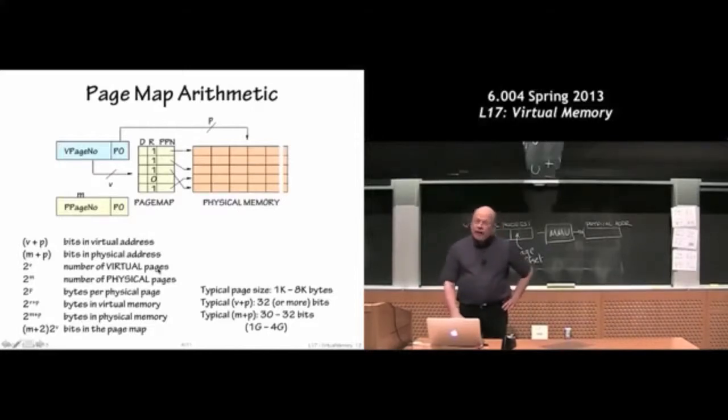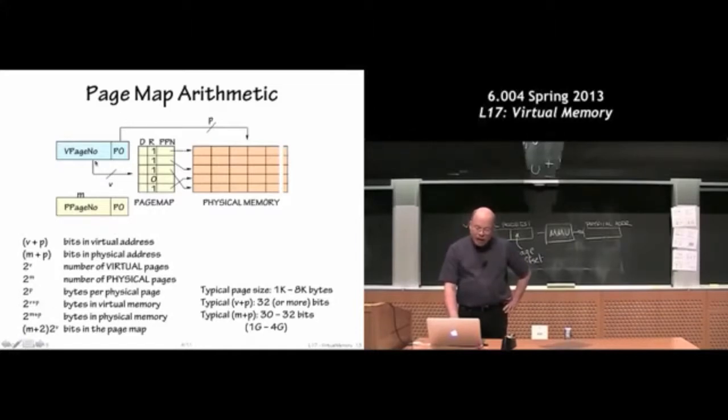Okay, so there's a bunch of arithmetic associated with pages. There are three different numbers: the number of bits in the page offset, the number of bits of virtual page number, and the number of bits of physical page number. And there are all these combinations here.